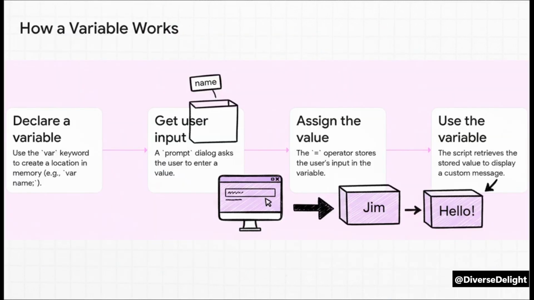Let's walk through the exact steps from that last example. First, that line var name, that's us creating an empty box and slapping a label on it that says name. Second, the prompt pops up and gets the input from the user. Third, and this is the most important step, the code assigns that input to our variable. It puts Jim inside the box. And finally, the code just looks inside the name box, grabs the value, and uses it to display our custom message.